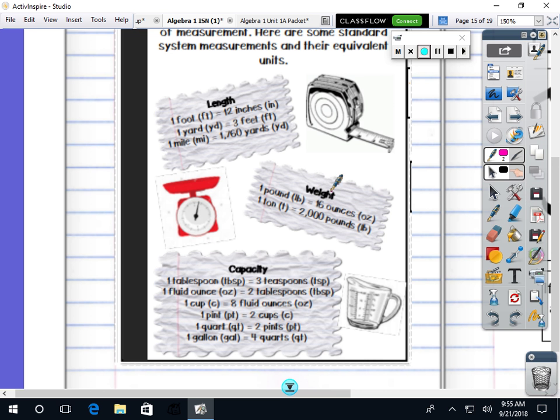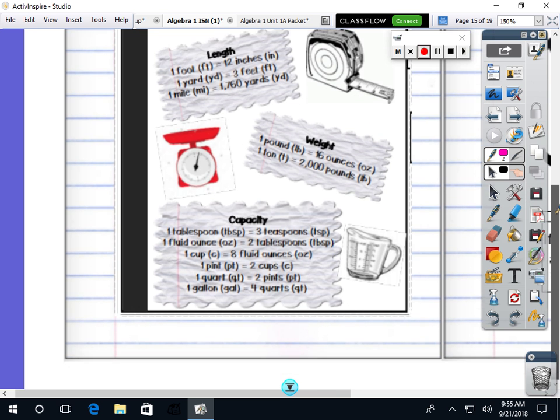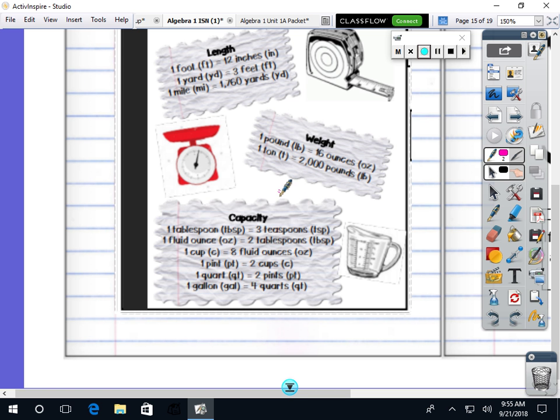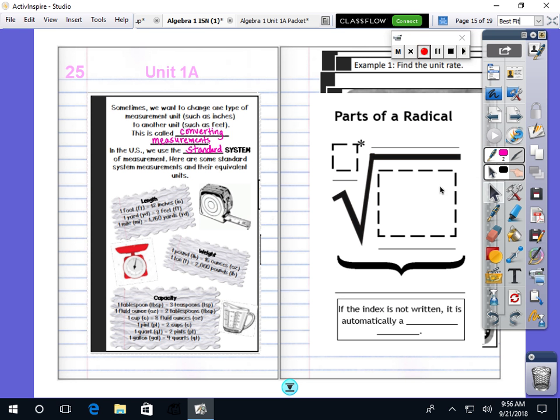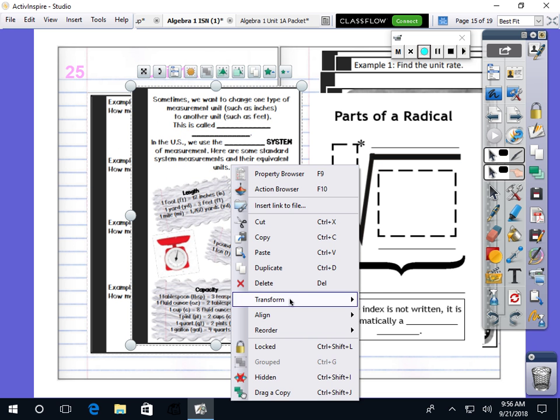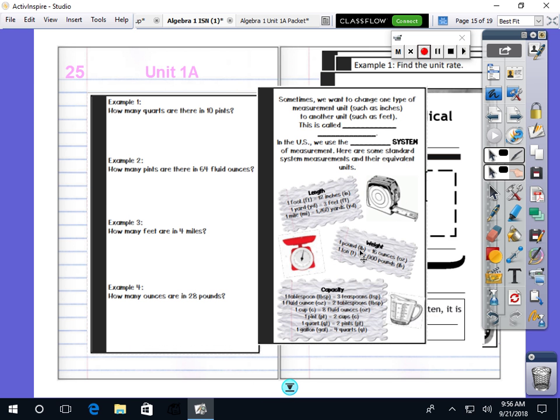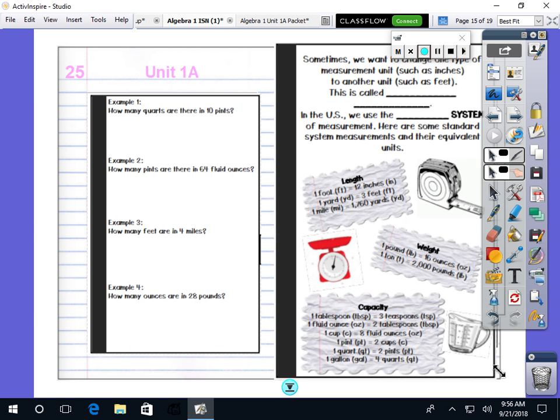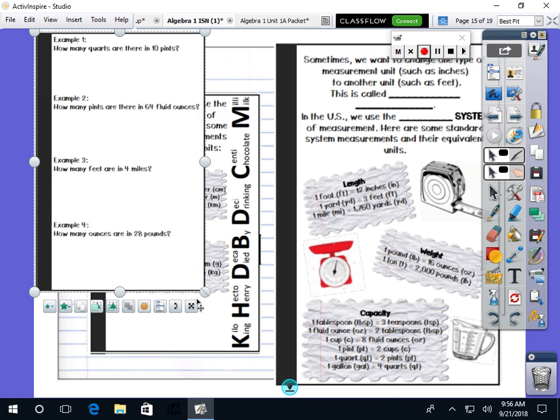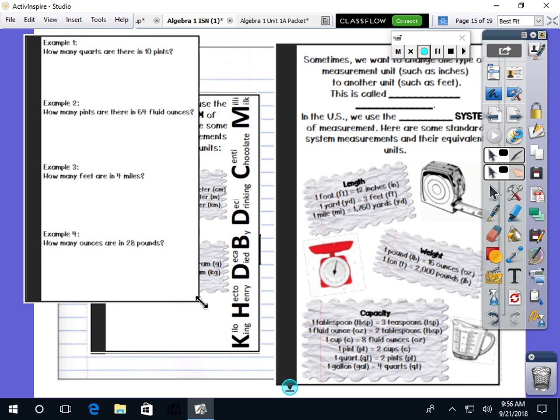For weight, we use ounces, pounds, tons. 1 pound is 16 ounces, 1 ton is 2,000 pounds. And then for capacity, we use things like teaspoons, tablespoons, fluid ounces, cups, pints, quarts, gallons. Okay? Now, we're going to be needing to refer to these for what we're doing today. So what I'm going to do is try to move it over here so we can reference it. Okay, and then on the next page, we'll start with that example 1.